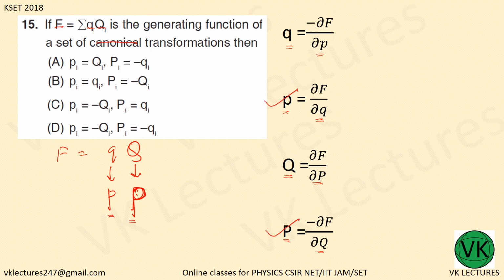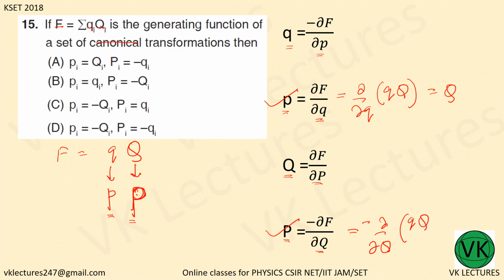Just use the equation. What is dou F by dou small q? You will get dou by dou q of q into capital Q, that is equal to capital Q. Now what do you want? Dou F by dou capital Q. So minus dou by dou capital Q of q into capital Q. So what you get is minus small q. Alright. So capital P equal to minus small q. So your option is A. Small p is equal to capital Q.